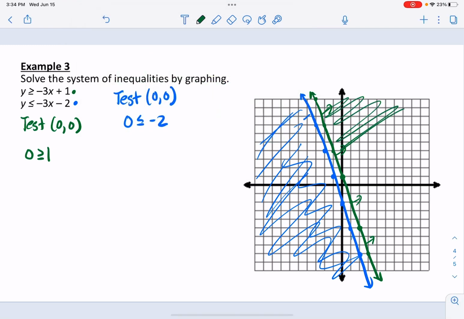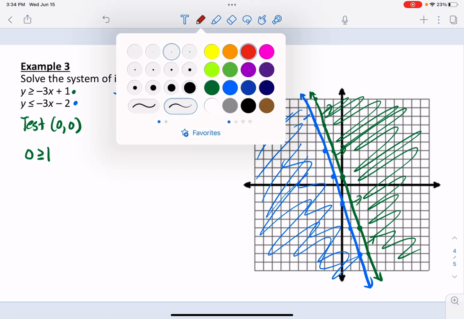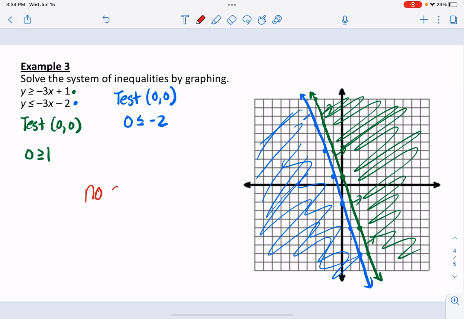I'm shading that way for my green. I didn't shade anything in common. So what's my answer here? No solution. There are no points that I've shaded that are common to both. So that's my answer. Okay, that is my video on graphing linear inequalities.